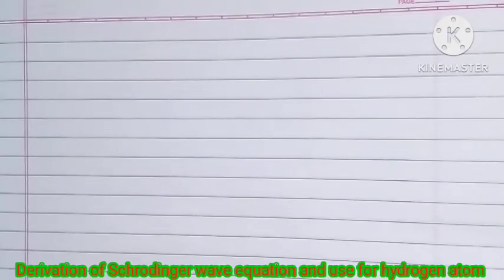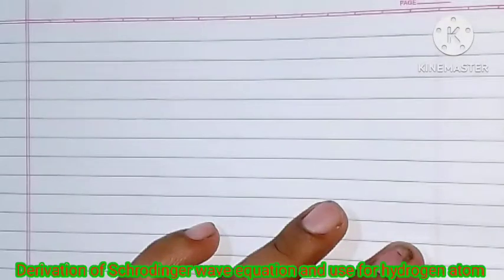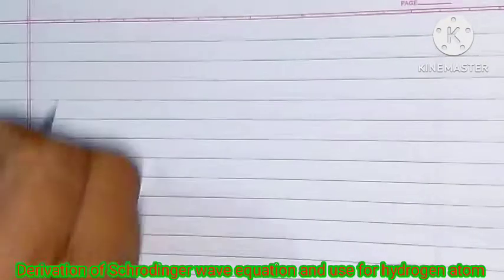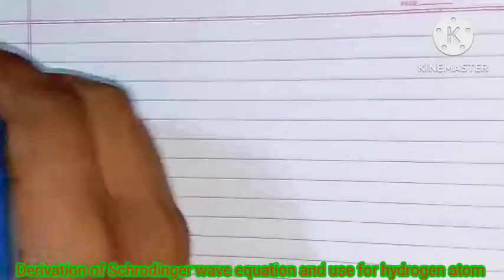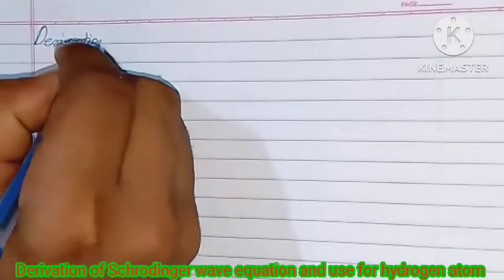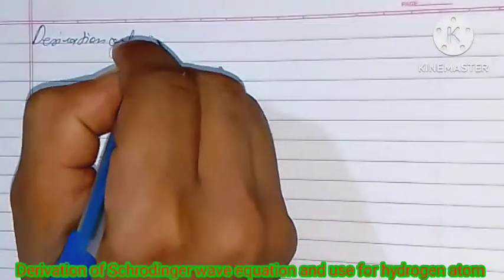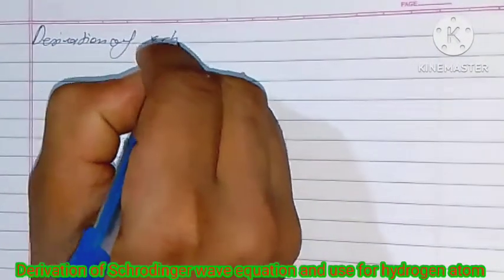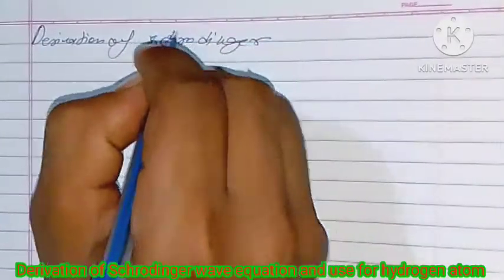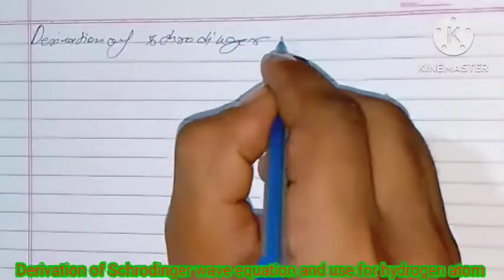In this lecture, we will learn the derivation of the Schrodinger wave equation and also apply it to the hydrogen atom. Let's start now. Derivation of the Schrodinger wave equation.